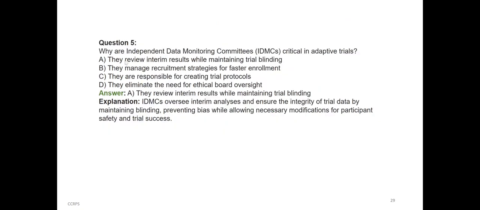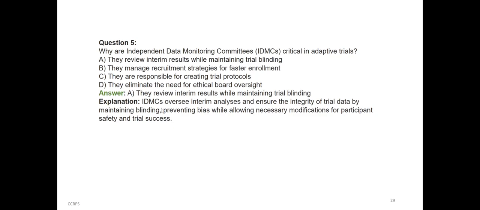Question 5. Why are independent data monitoring committees, DMCs, critical in adaptive trials? Is it A, they review interim results while maintaining trial blinding? B, they manage recruitment strategies for faster enrollment? C, they are responsible for creating trial protocols? Or D, they eliminate the need for ethical board oversight? So it is A, as they review interim, ongoing trial results, while maintaining trial blinding in order to avoid or reduce bias.